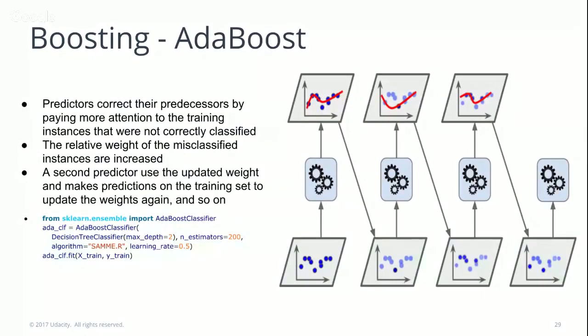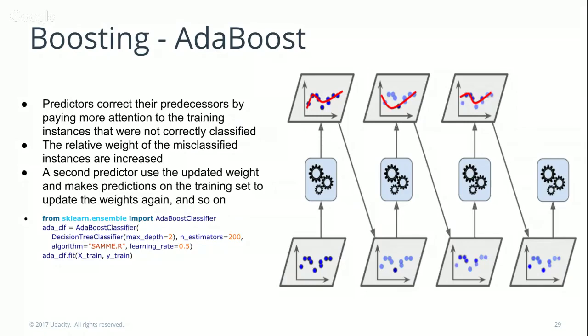An example of this is AdaBoost right here. The predictors correct the predecessor by paying more attention to the training instances that were not correctly classified. So let's say we have a bunch of weak models. By weak, we mean that the models have high error. The first model that we come across misclassifies a point. Then we apply a second model, and let's say that second model correctly classifies the first point.